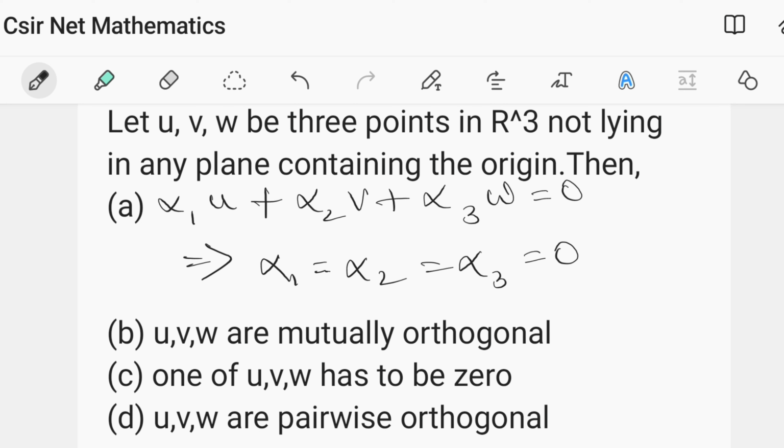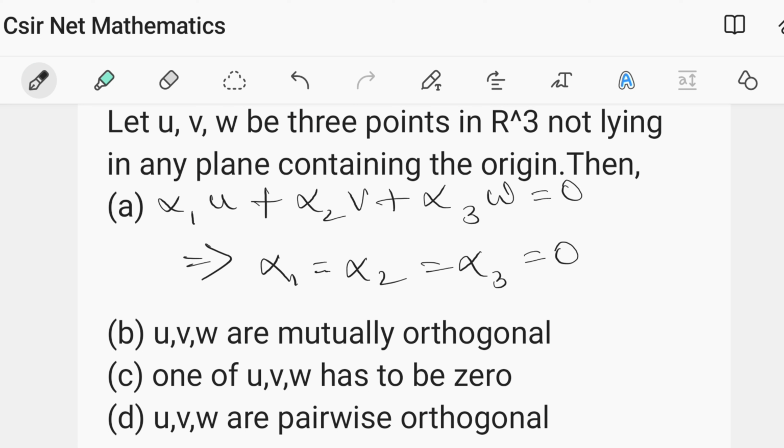The first option is alpha 1 U plus alpha 2 V plus alpha 3 W equal to 0 implies alpha 1 equal to alpha 2 equal to alpha 3 equal to 0. The next option says U, V, W are mutually orthogonal. The next option says one of U, V, W has to be 0. The other option says U, V, W are pairwise orthogonal.